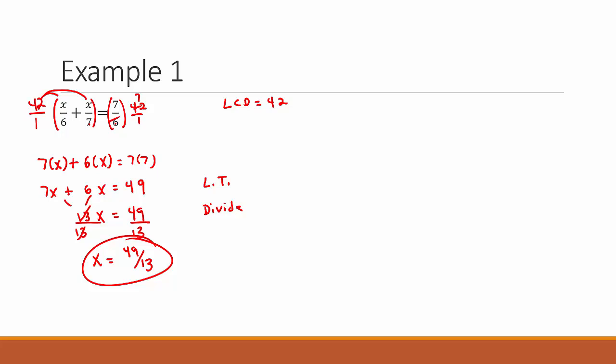The key to clearing these fractions out is to find the common denominator and multiply both sides of your equation by that common denominator.